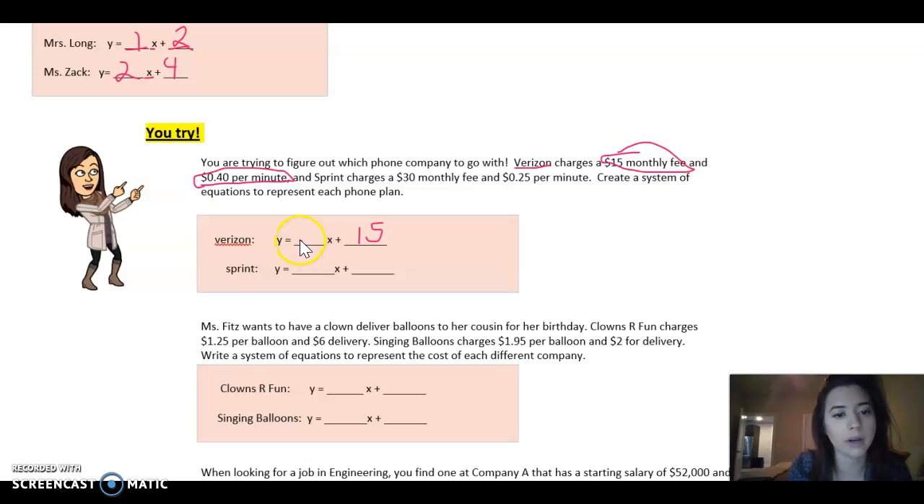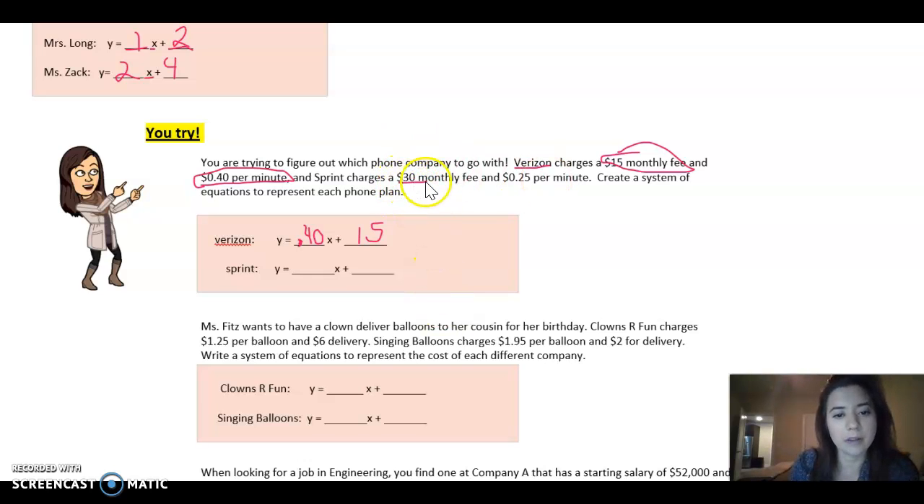So we're going to put point, you can type it in if you want. I'm probably going to start doing that because this is very challenging. Okay, 0.40. So the rate goes next to the x, and then we have the monthly fee. Go ahead and create Sprint's equation. Pause me, create Sprint. It should take like 20 seconds. You might not even need to pause me.